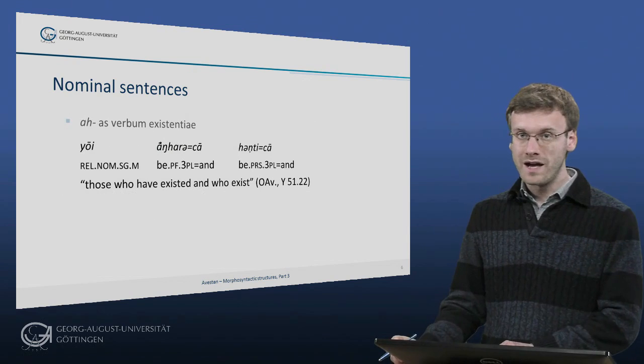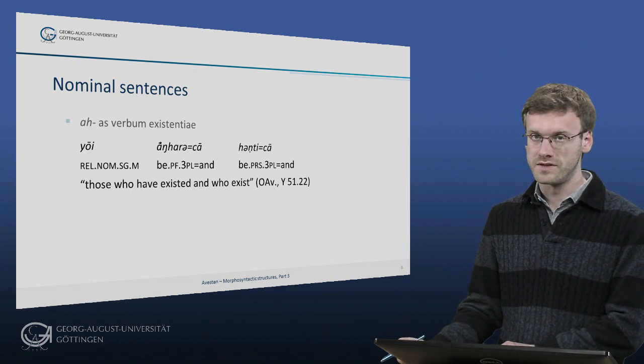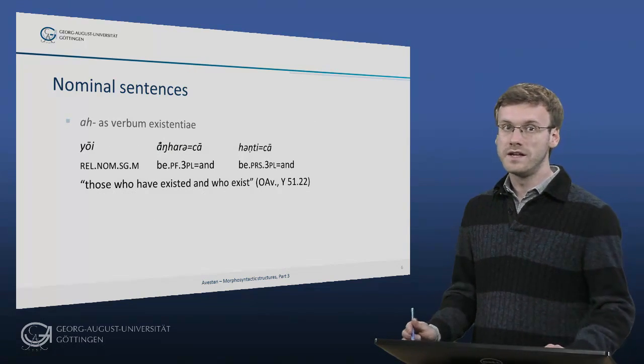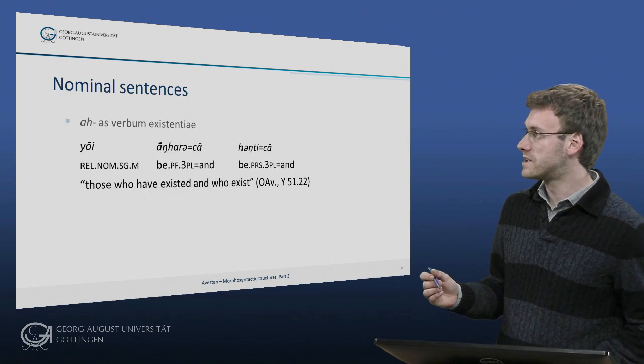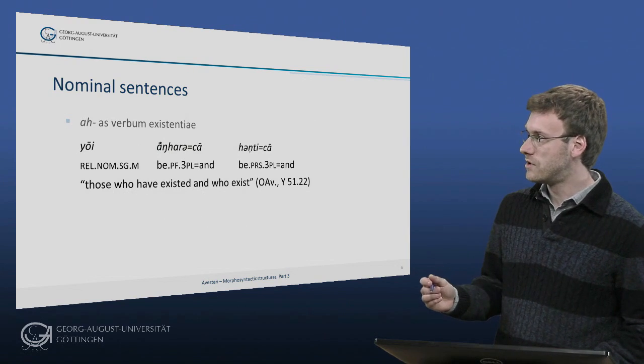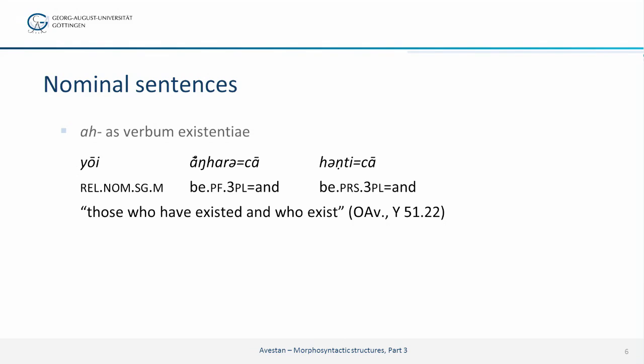When the verb ah, to be, is used in the third person in Old Avestan, it is not a copula, but it denotes existence. Yoi angharecha hinticha. Those who, yoi, have existed, anghare, a perfect form of ah, to be, and who exist, hinti, a present form of ah.